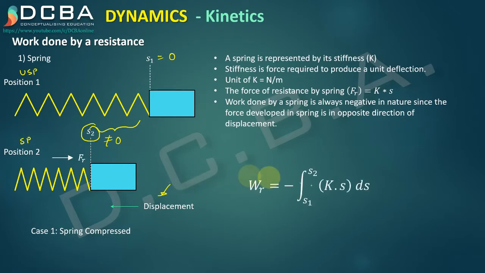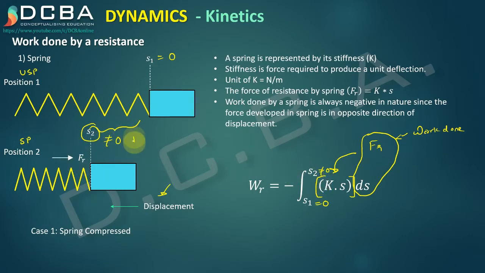The equation for the work done by a resistance is given as WR is equal to minus the integration from S1 to S2 of Ks ds. This Ks is nothing but your Fr, right? And Fr into ds is nothing but your work done. Correct? So in this case, S1 is 0, S2 is not equal to 0, and this will always be a positive value. Okay, the displacement will always be a positive value.